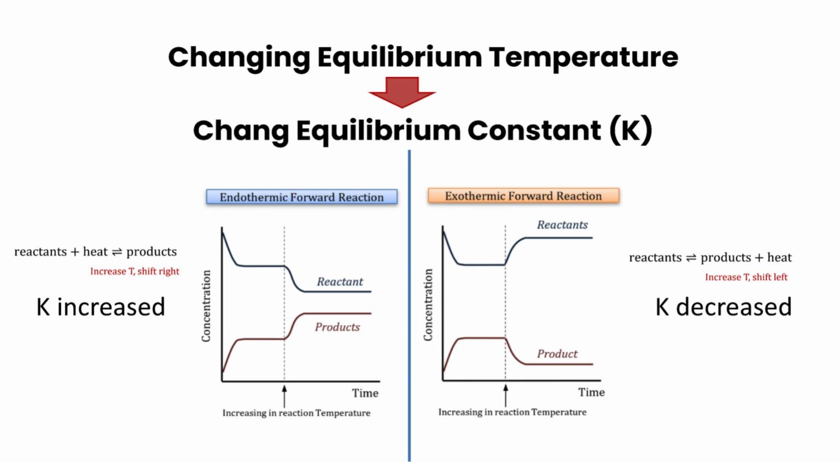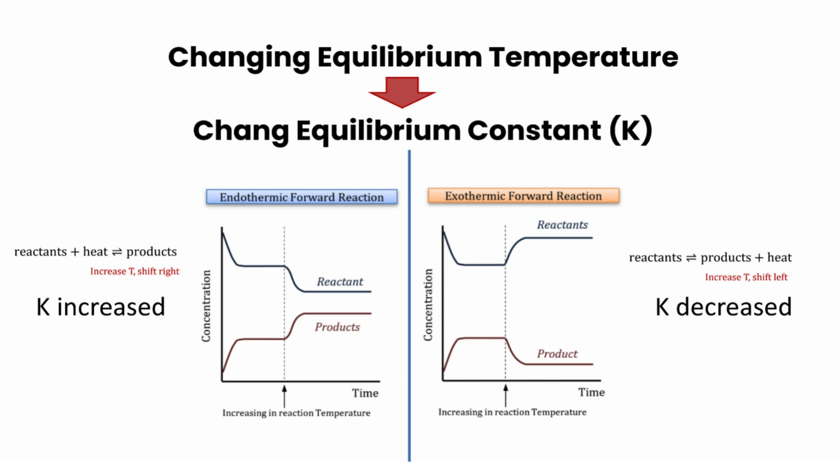So if you increase the temperature, add heat, you're adding a reactant. So the equilibrium shifts to the right towards products to use up that extra heat and K increases. And for an exothermic reaction, releases heat, ΔH negative. Heat is like a product. Exactly. So if you increase the temperature, you're adding a product. The equilibrium shifts to the left towards reactants to use up that heat, and K decreases.